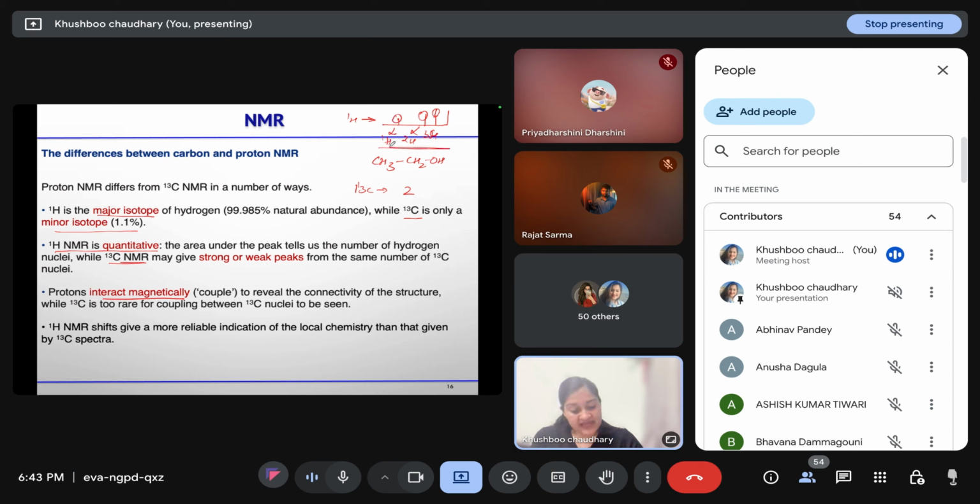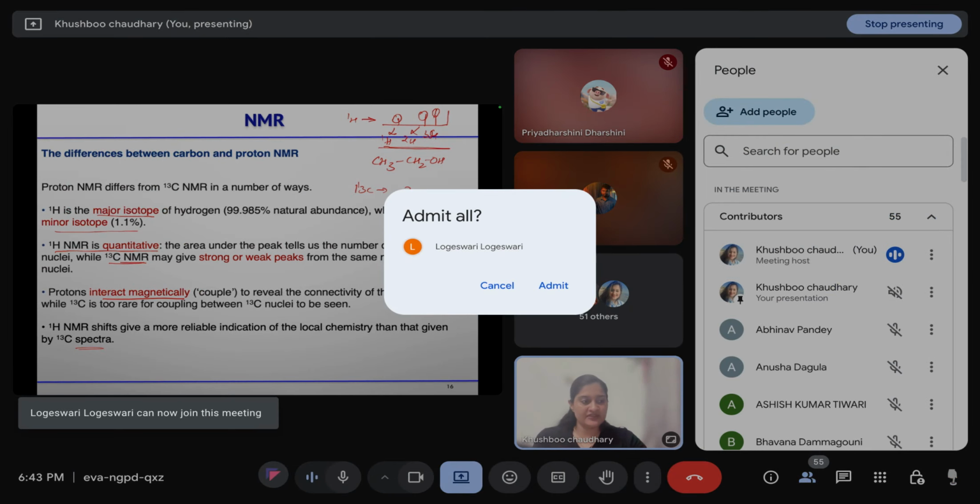So by quantitative, we mean that the area under the peak will give you how many protons of the same kind are attached to the carbon. And 1H NMR is more reliable than the carbon spectra, and it will give us more information than the carbon spectra. So these are the differences between the proton and the carbon spectra.